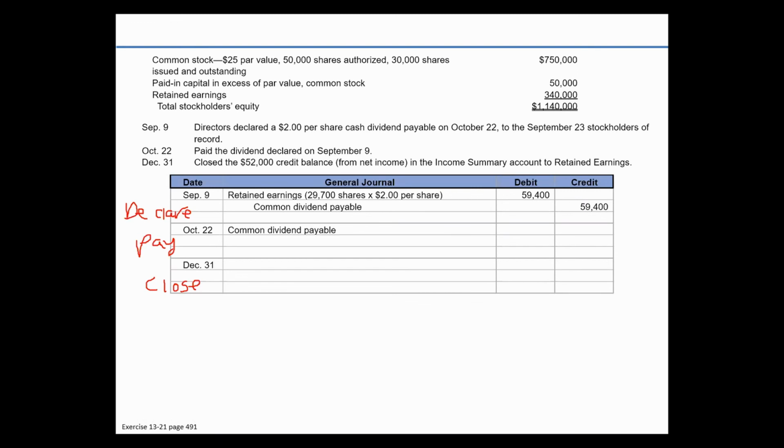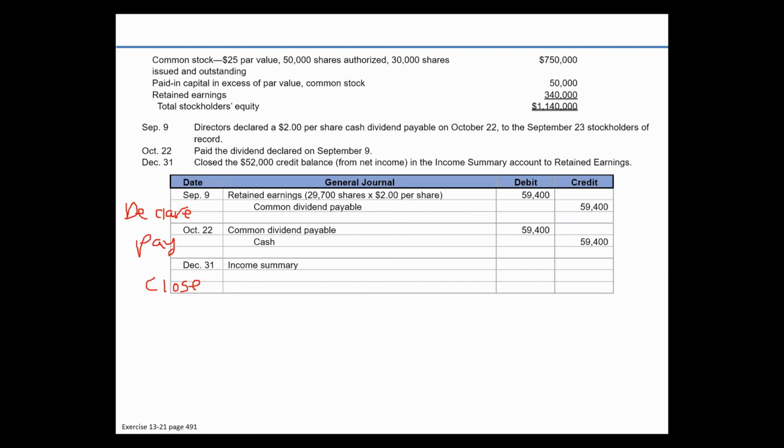And then on October the 22nd, we actually pay it. So we have common dividend payable debit of 59,400. That clears the liability. And then we have cash credit of 59,400 to show the cash outflow.